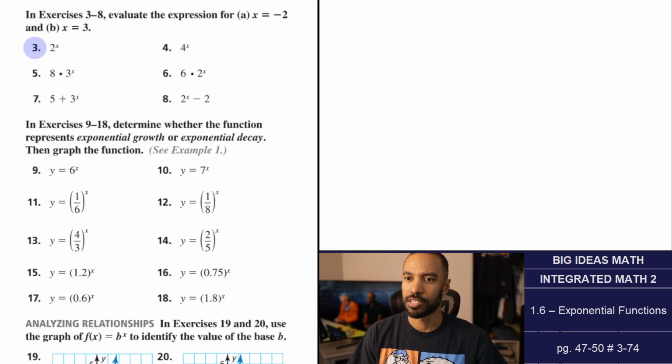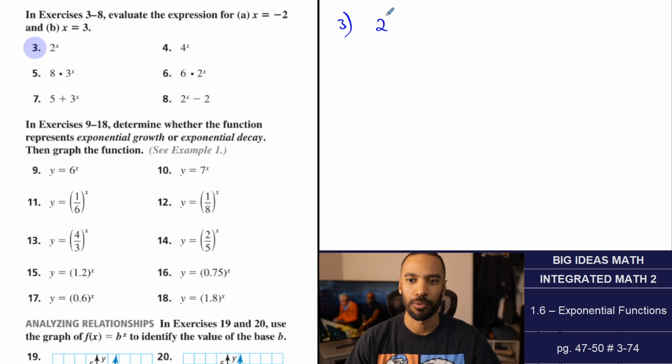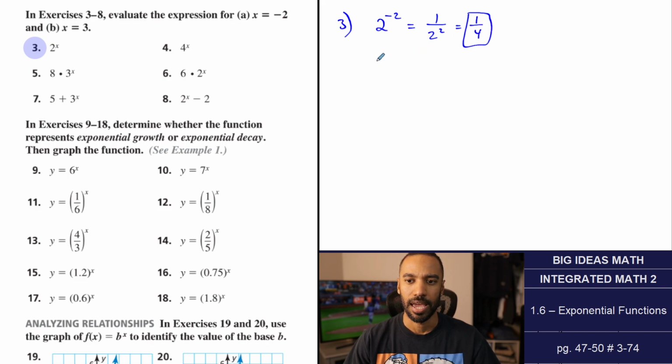Okay, in exercises 3 through 8, evaluate the expression for x equals -2 and x equals 3. So it looks like in these first ones, we're literally just substituting. So we want to find out what 2 to the -2 power is. That's 1 over 2 squared, which is 1/4. And then 2 to the 3rd power is 8.